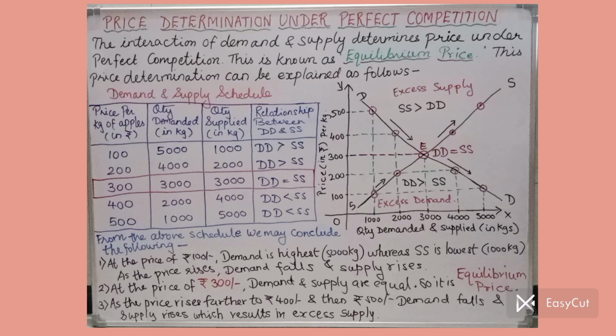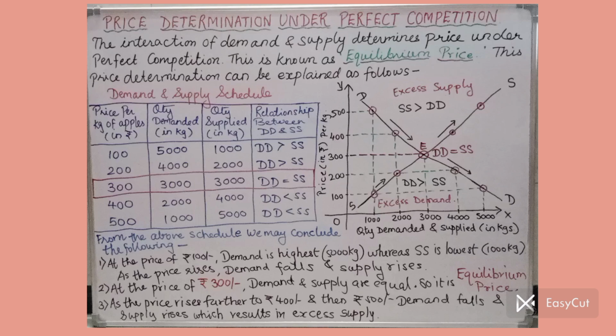Now let us elaborate and understand how this equilibrium price is determined under perfect competition. Now this can be explained with the help of a schedule and a diagram. Let us move on to the price determination schedule, that is, the demand and supply schedule. I have written everything clearly on the board, so have a look at the board. Demand and supply schedule. We have to make a table or schedule with 4 columns.